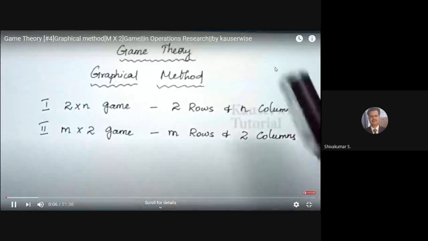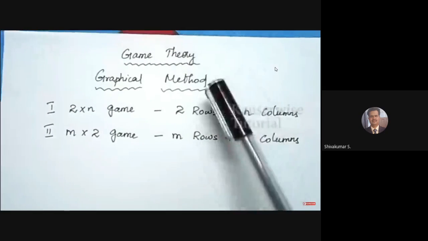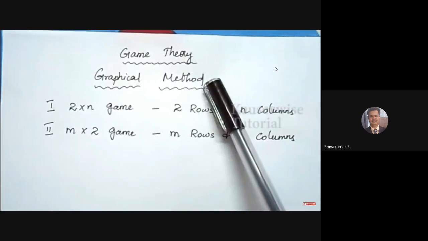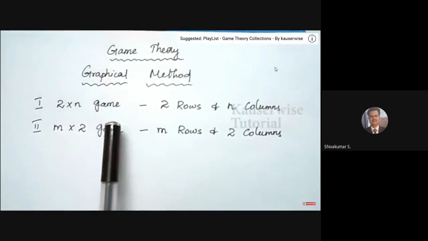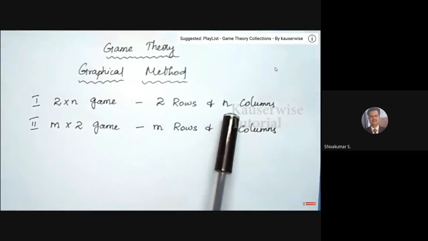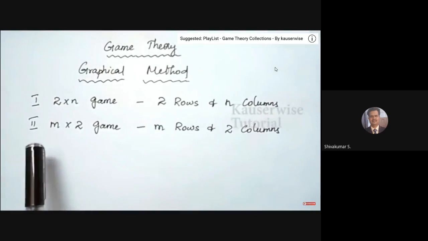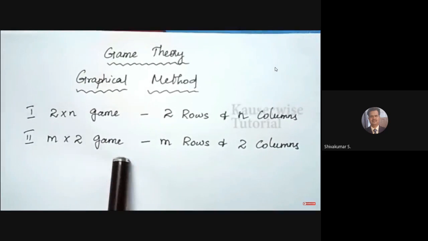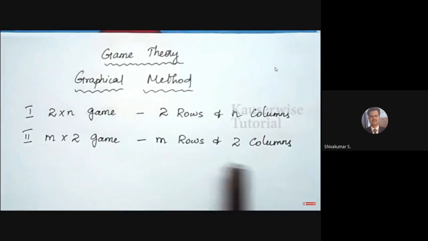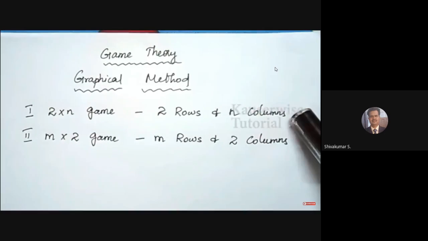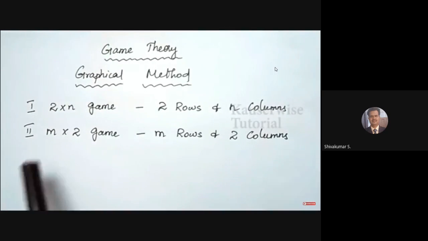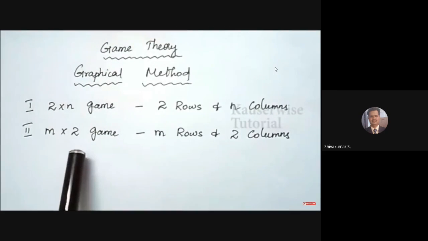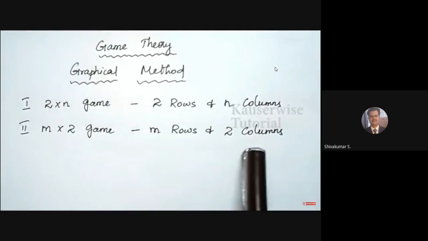in this video, we are going to see game theory by using the graphical method. The graphical method can be classified into two types. The first one is 2 into n games, which contains 2 rows and n number of columns. The second one is m into 2 games, which contains m rows and 2 columns. The first one we have already discussed in the previous video. So here we are going to see m into 2 games, which consists of m rows and 2 columns.